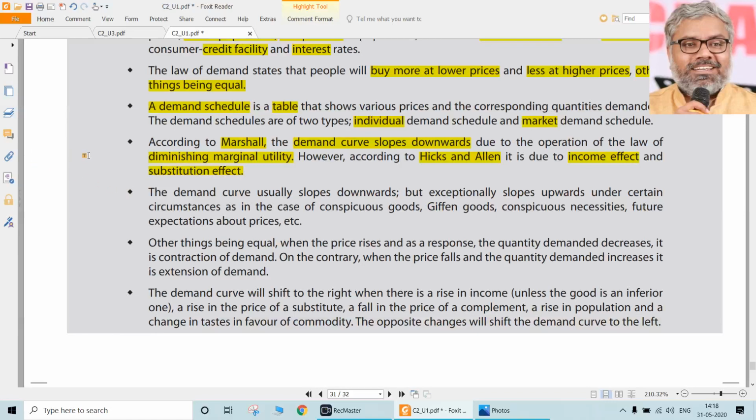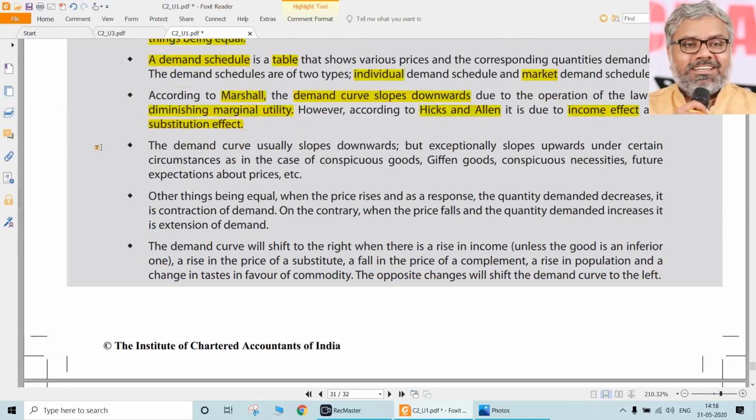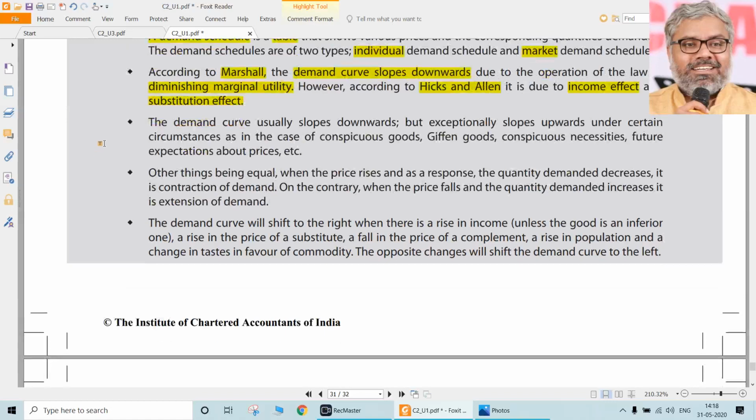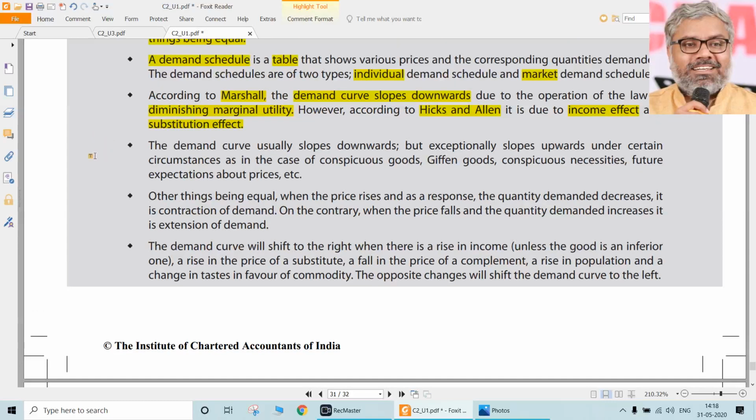There are no opposite views. But when it comes to the reasons why that happens, there are different views. We cannot even call them opposite views. There are different views on that. Marshall says this happens because of the theory of diminishing marginal utility. Hicks and Allen say it is because of the income effect and substitution effect. That is about why the demand curve slopes downwards according to different economists.